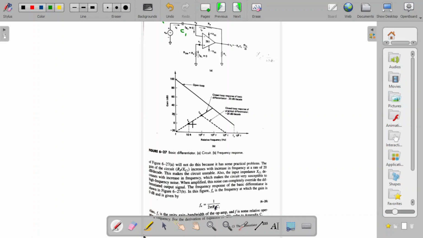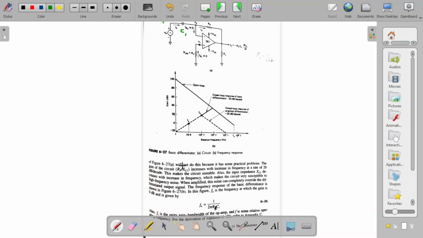But you know that practically, obviously it has some difficulty, as we have seen in the case of an integrator. What is the gain of this circuit? This is an inverting amplifier. So the gain of the circuit is RF divided by the impedance of the capacitance.